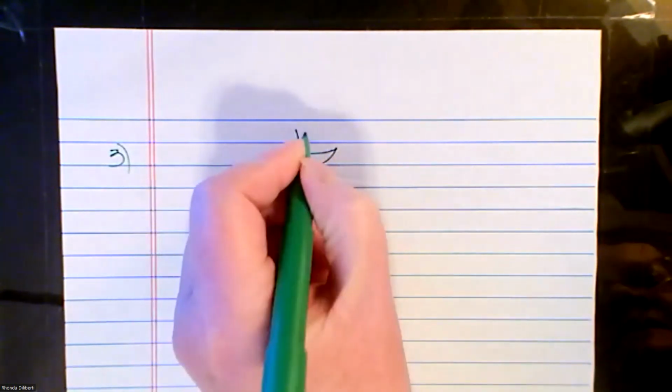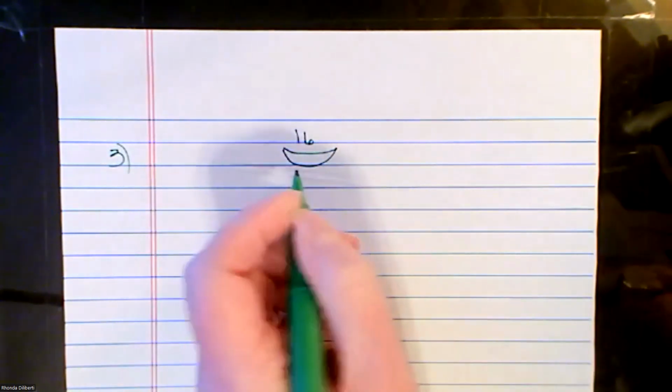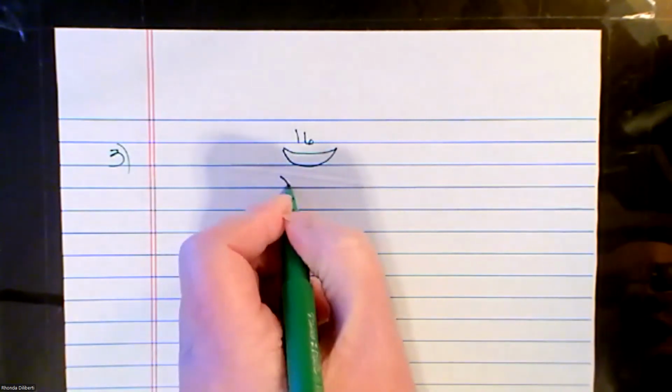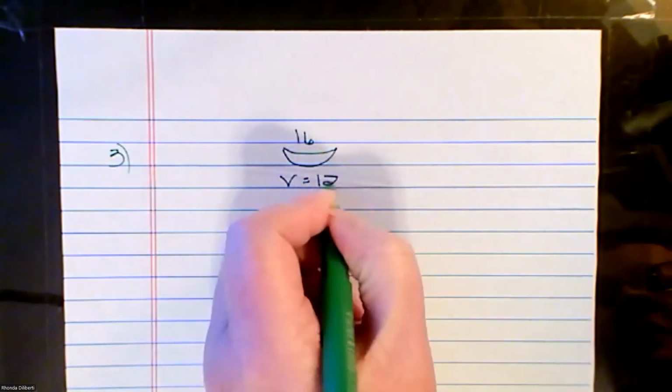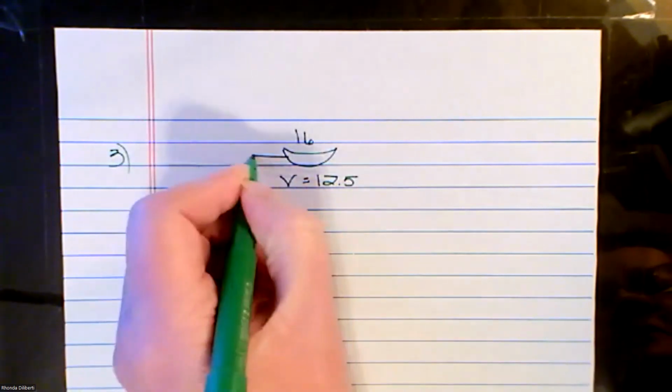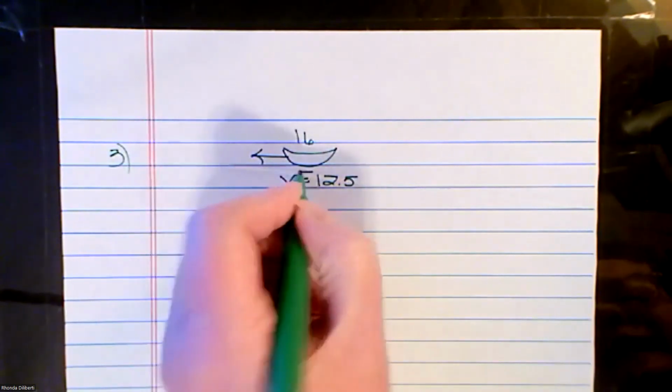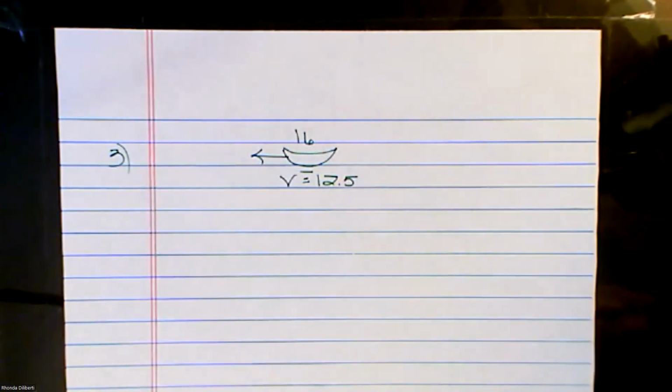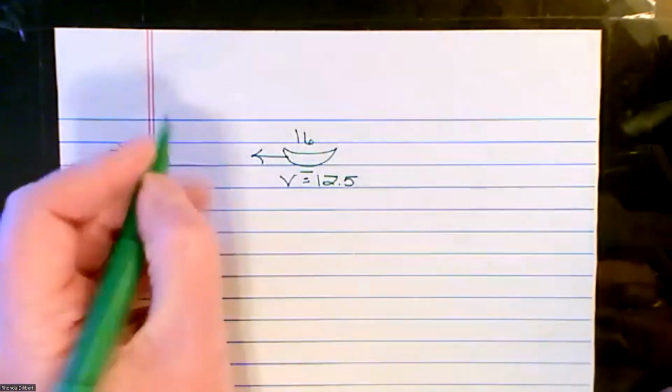Problem 3 says, we have a 16-kilogram canoe. I'll draw my canoe like this, 16 kilograms, and it is moving to the left at 12.5. Because it's going left, I have to make that a negative. It's going to make an elastic head-on collision with a 14-kilogram raft.